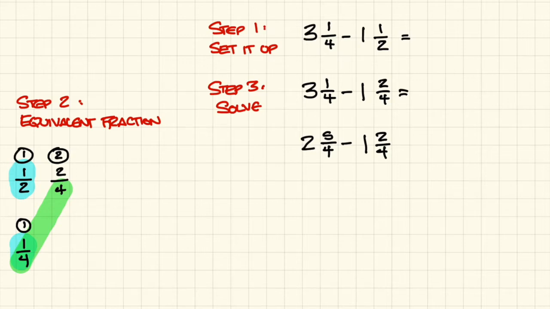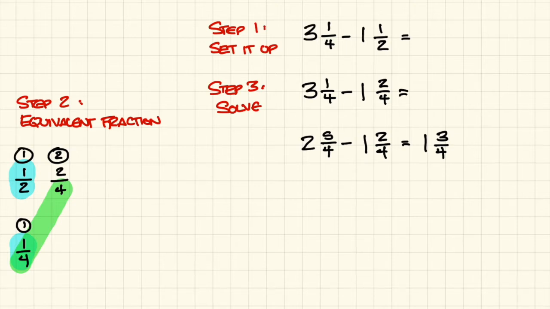Now I'm in a position where I can subtract because I look at the numerators and 5 is larger than 2. And so now I can deal with the whole numbers. We'll say 2 minus 1 is 1. And then 5 minus 2 is 3. And then my denominator stays the same. Final answer, 1 3/4.